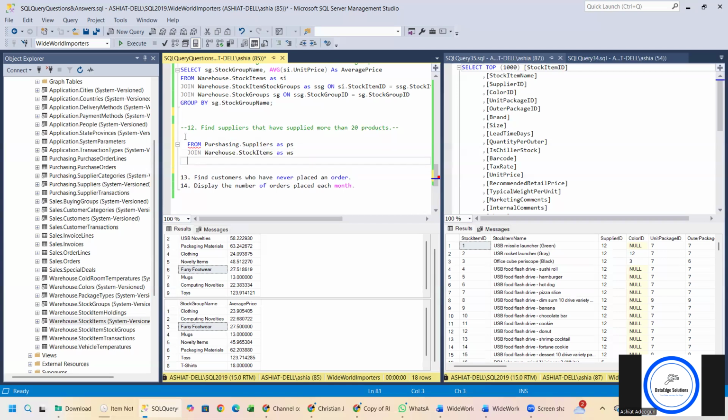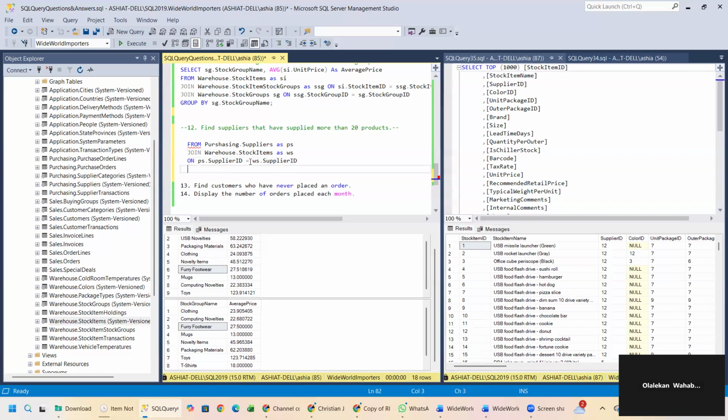So we are joining now on PS.supplier ID. Is it supplier's ID or supplier ID? Supplier ID, no S. Equal to WS.supplier ID.